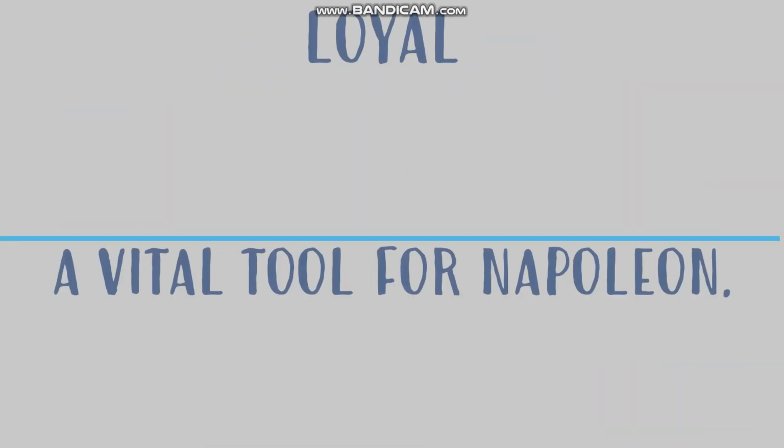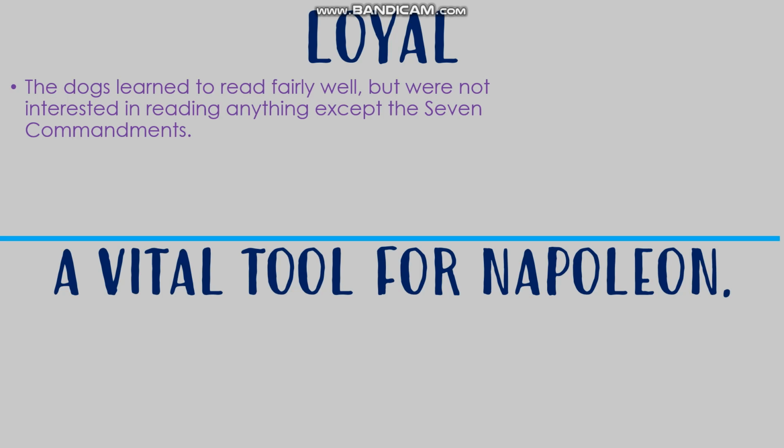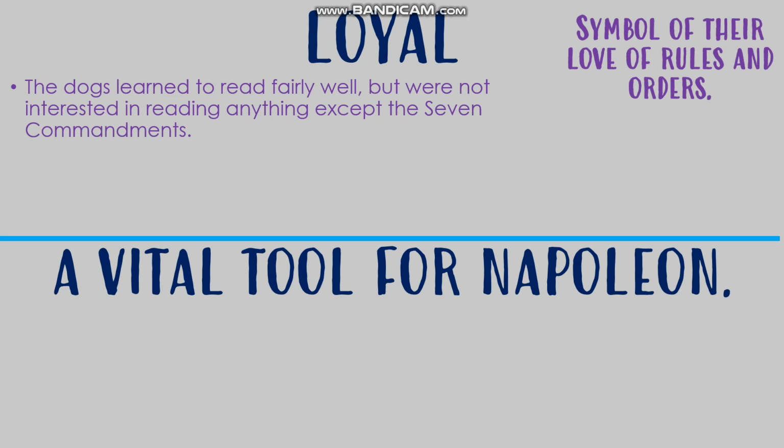And these are the other words that I would use to describe them as well. Loyal, as we expect dogs to be, and also a vital tool for Napoleon's bidding. This is most obvious that they're loyal during their reading of the Seven Commandments. They don't want to read anything else. They're good readers, but they only recite the Seven Commandments. This shows you their love of rules and their love of order, which certainly applies to the police force during Stalin's time as well.